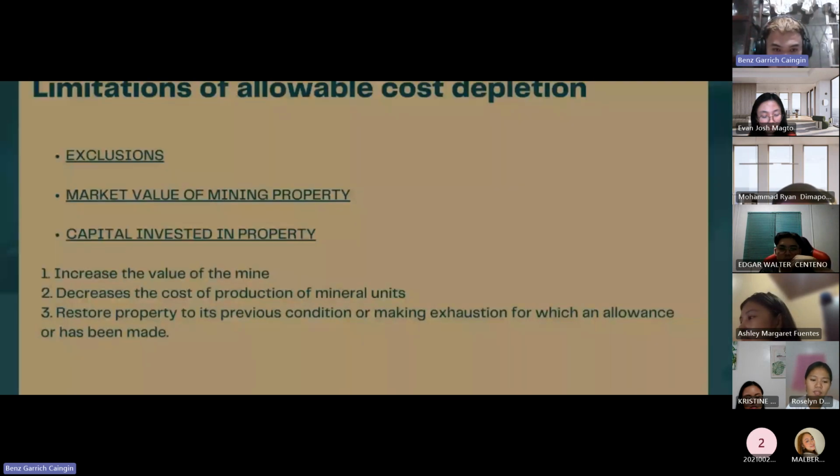So the limitation of using cost depletion is that it can only be used for natural resources, such as minerals, oil, and gas wells. Cost depletion is based on the usage and must be calculated every period. The first one is exclusion. Amounts recoverable through depreciation, through deferred expenses, and through deductions other than depletion are excluded. Also, the residual value of improvements at the end of the operation is excluded.